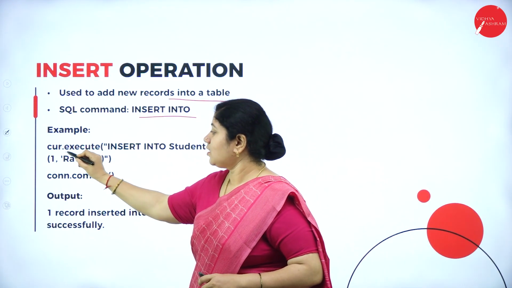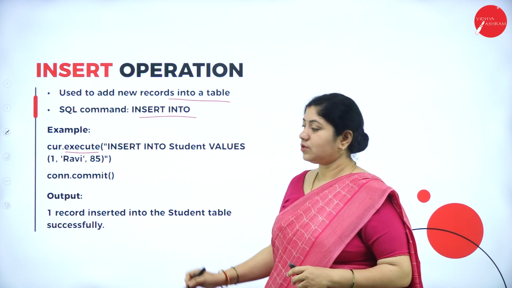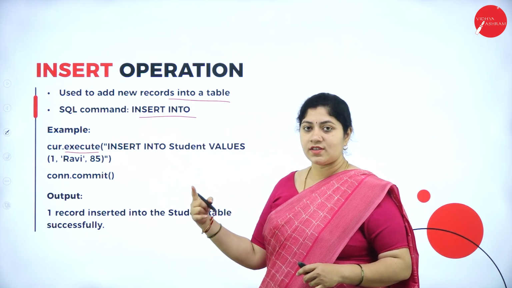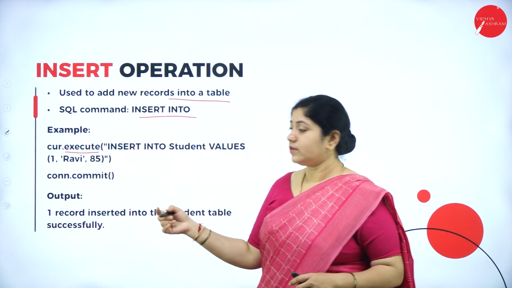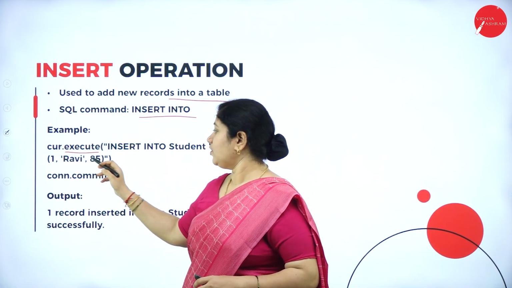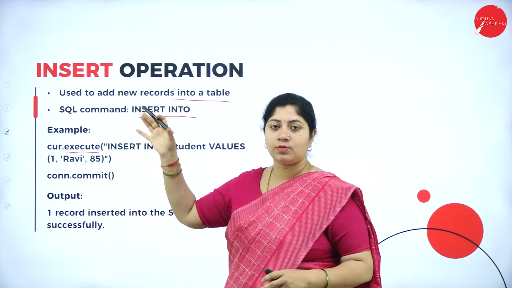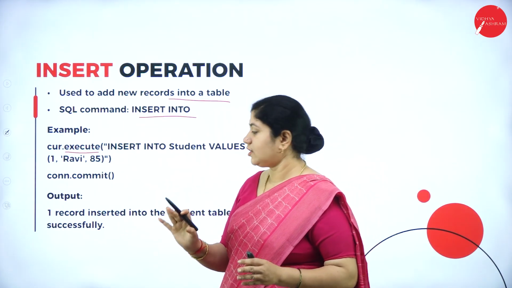We are writing cursor.execute, that is insert into student values. So what are the things that have to be entered? It is none other than 1, Ravi, 85. So this is the data that has to be inserted into my table.